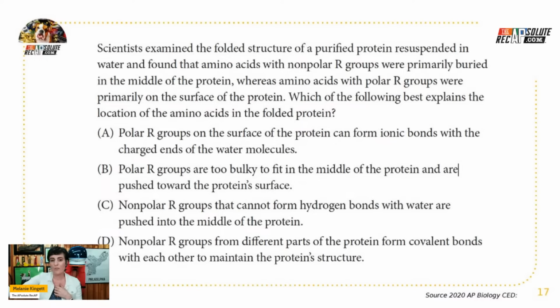A couple options here. If you think you know the answer, please pop it into the chat. Two choices justify the polar R groups being on the surface because they can form ionic bonds with charged things. Polar R groups are too bulky to fit in the middle of the protein and are pushed towards the protein's surface. Non-polar R groups cannot form hydrogen bonds with water or push into the middle of the protein. So here we have some repelling action. And then non-polar R groups from different parts of the protein form covalent bonds with each other to maintain the protein structure. So why is the protein folding in this way?